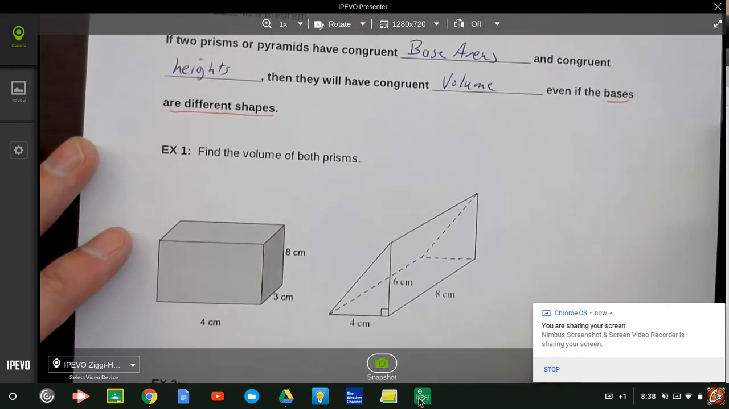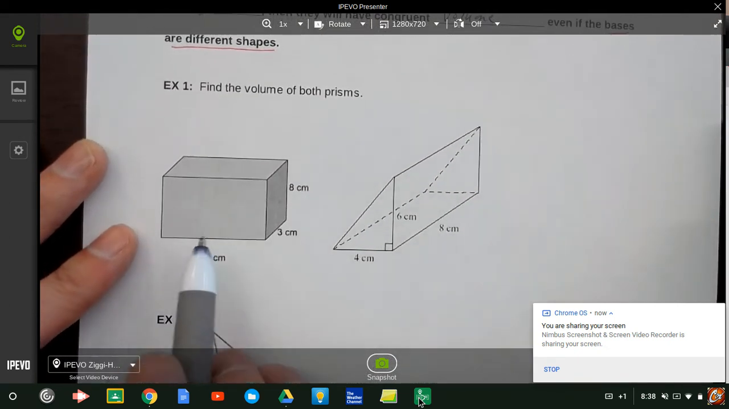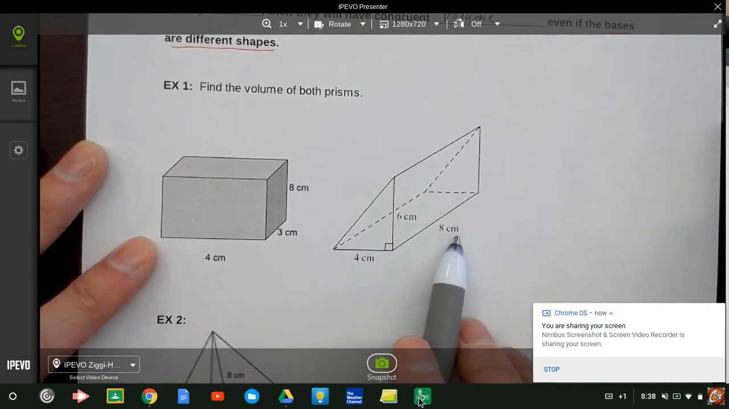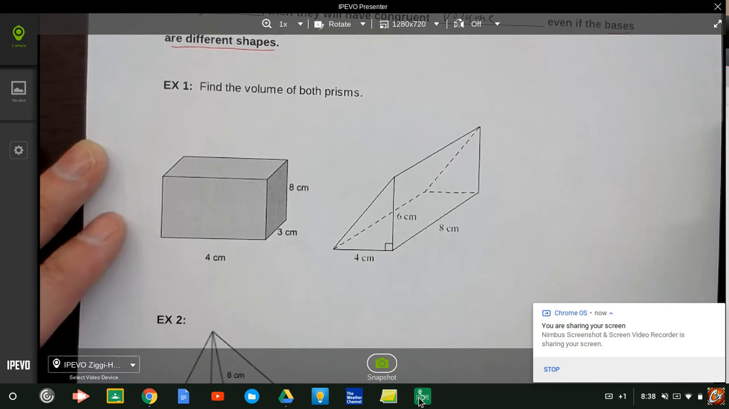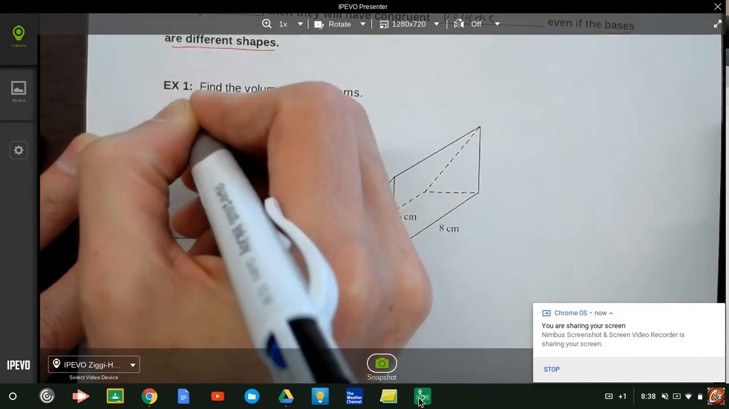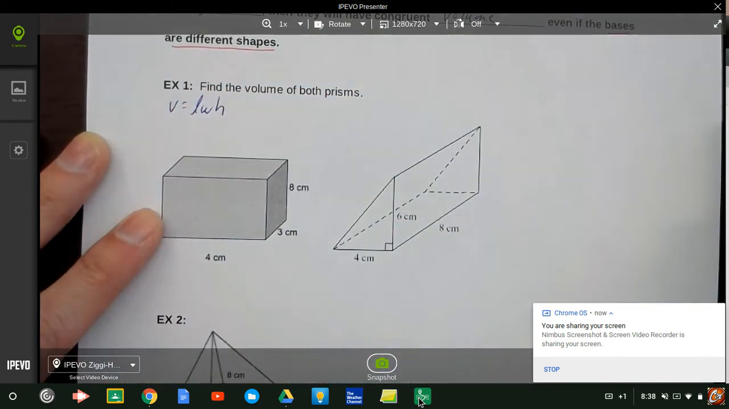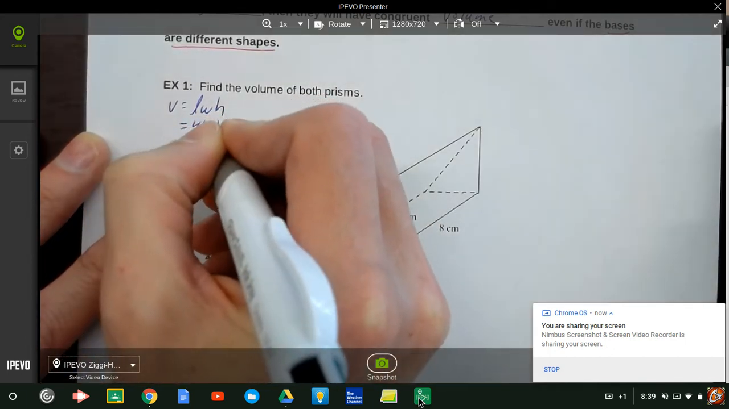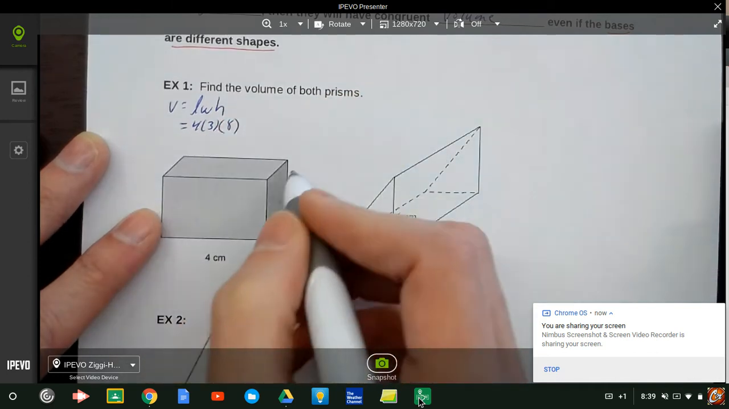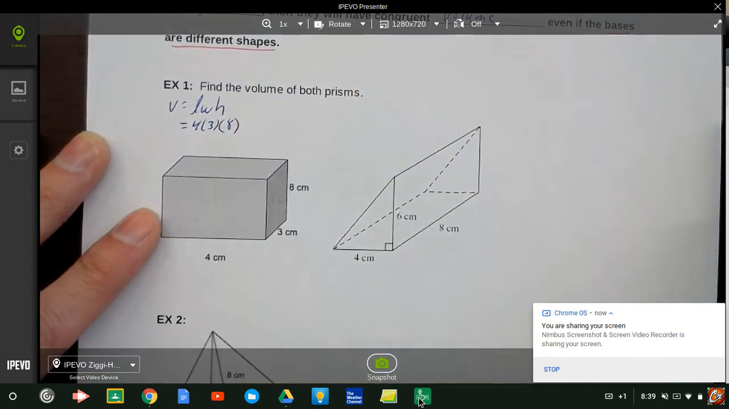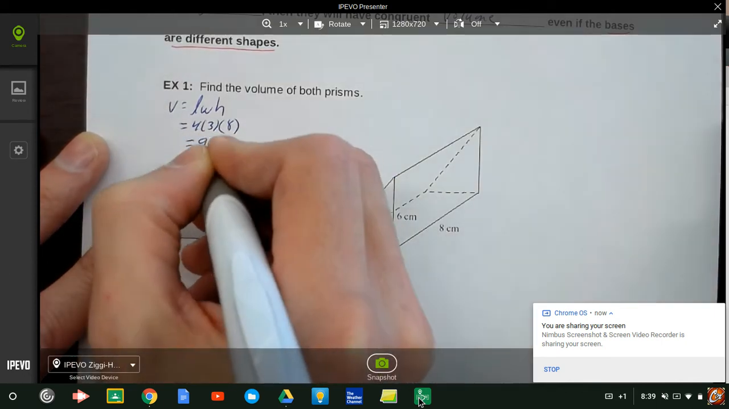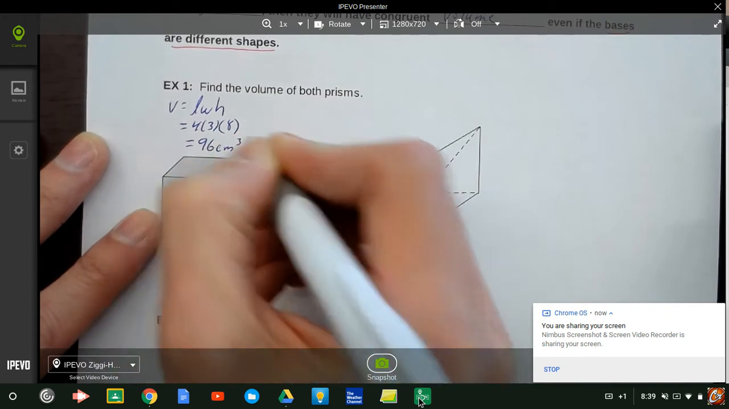So real quickly, let's try some examples and see how this works. Find me the volume of this and find me the volume of that. Okay? Take a moment to do that. So the volume of this, we said the easiest way to do rectangular prisms is length times width times height. We talked about that in class the other day. So that's 4 times 3 times 8. Again, it doesn't matter what you use for your length and width and height. It's going to work out because multiplication is commutative. So that's going to give me a volume of 96 cubic centimeters.